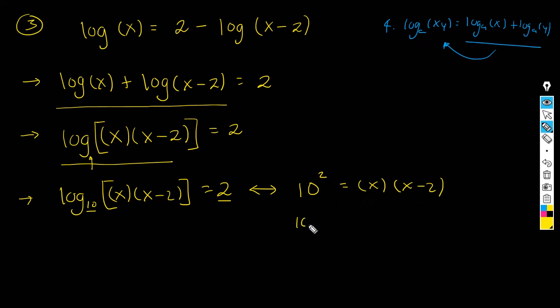10 to the 2 is 100. Then we multiply these two parentheses. Okay? Then I rearrange these terms. So this is going to be equal to x squared minus 2x minus 100 equals 0. Make sure that you understand what I did. I give you some seconds.